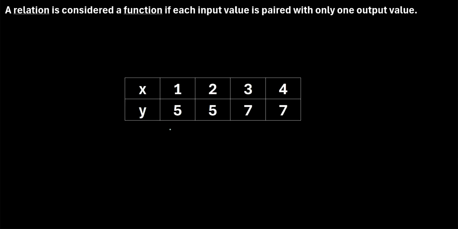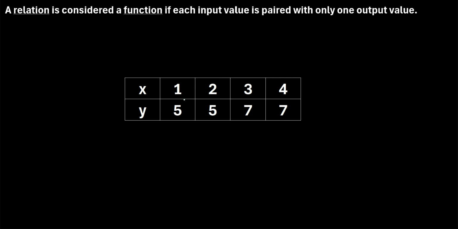All right, let's check out this example. Here we're given a row of x values and a row of y values, and we want to know if this relation between x and y is a function. So we just need to check, does each x value only have one y value? So for example, this first x value of 1, we can see it only has one y value of 5. And this next x value of 2, it only has one y value of 5.